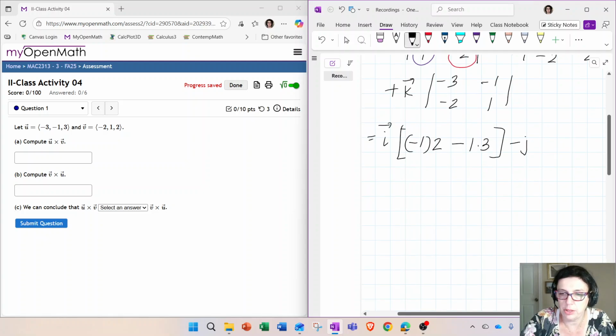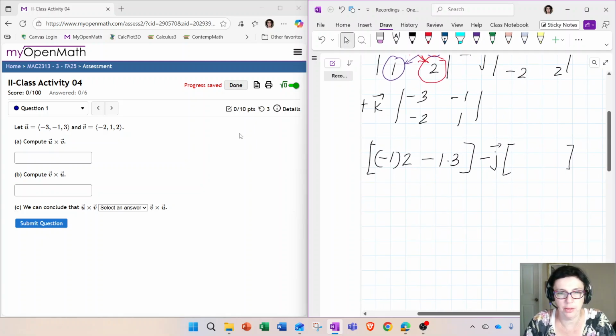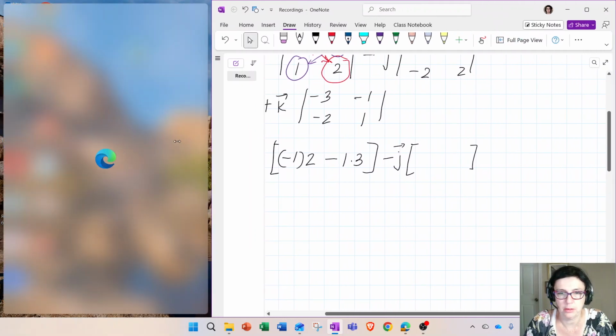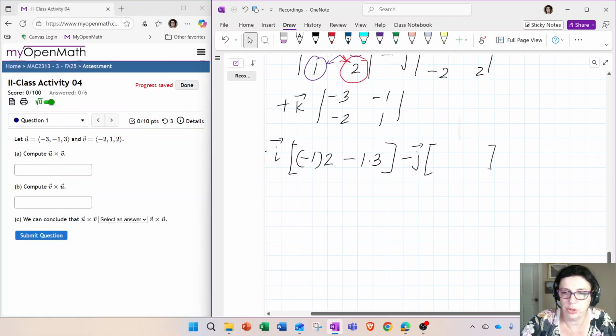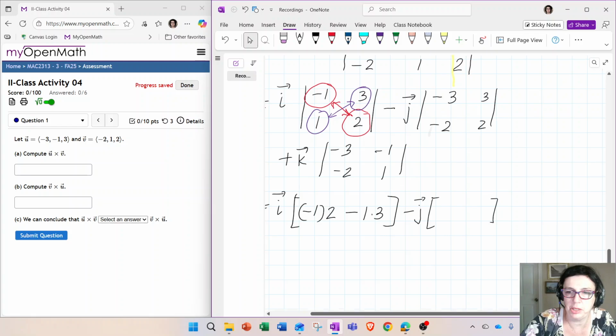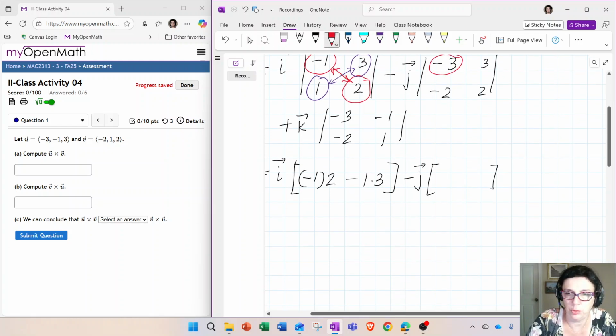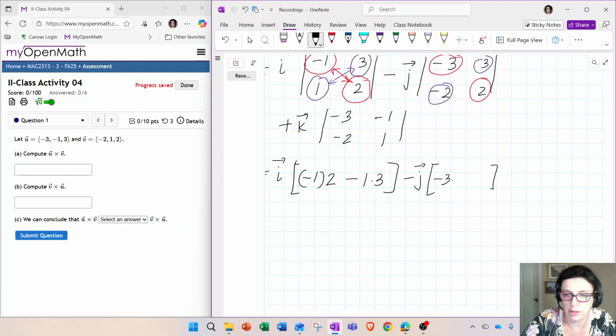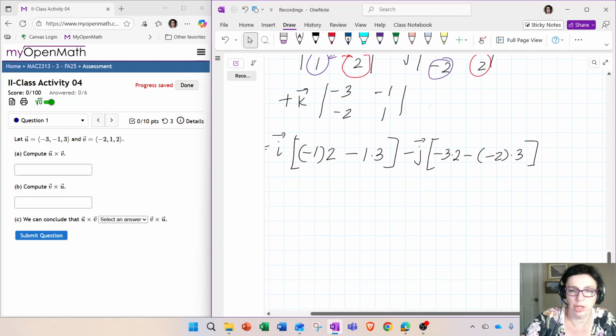Then it's going to be minus j. I'm doing the same exact thing. Let me give myself some more space here. So for j, what's going to happen? We multiply these two, and then subtract the product of the other two. So it's going to be -3 times 2, subtract, well, subtract -2 multiplied by 3. Okay, so that's the jth component.